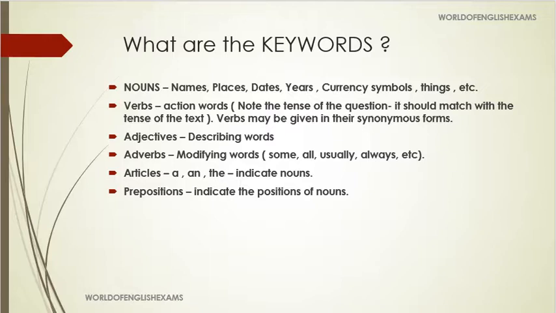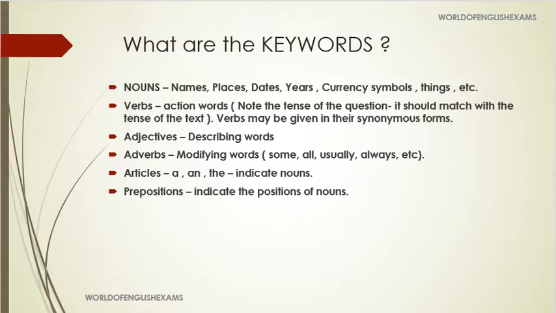The first one is noun. What is a noun? A noun is a naming word that indicates the names of people, places, things, animals, year, dates, currency symbols, etc. So, why are nouns so important? Obviously, nouns help us to get the right word, and often nouns will not be modified, or you can find the direct word as it is in the question. So that makes our job much simpler and easier, doesn't it? So for this reason, understanding nouns and marking nouns is very important.